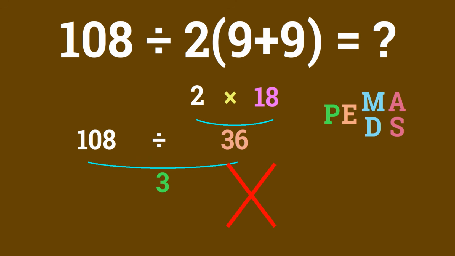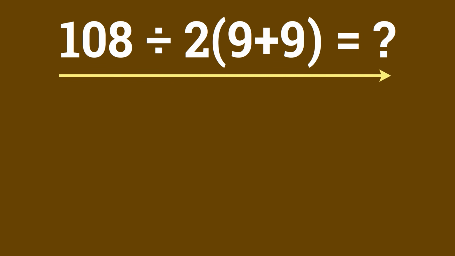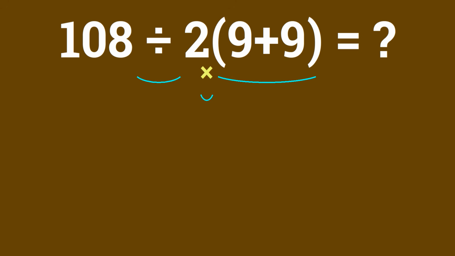Remember that multiplication and division have equal priority, and we have to work from left to right. And the same applies to addition and subtraction. In this expression, we have one division, one multiplication, and one parenthesis. Inside these parentheses, we have one addition. Here we have a multiplication, because in mathematics, when a number is placed next to parentheses, it means multiplication, and we usually don't write the multiplication sign for brevity.